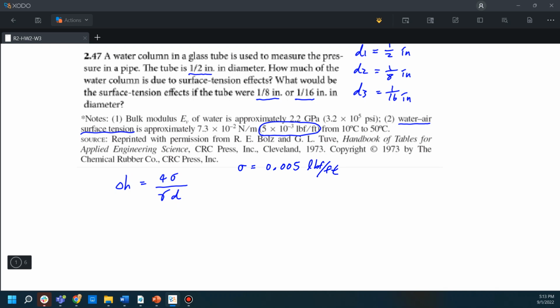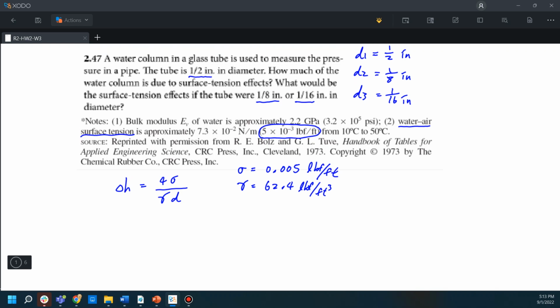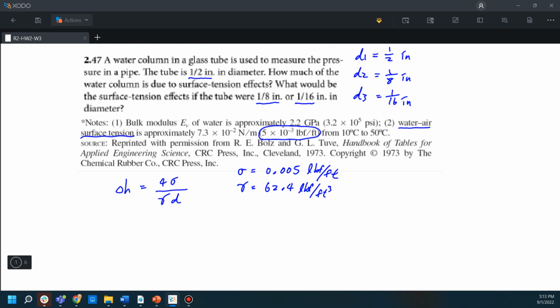And the specific weight for water, this gamma, is 62.4 pound per cubic feet. Okay, so after we have this equation, we can just plug in all the values into here.